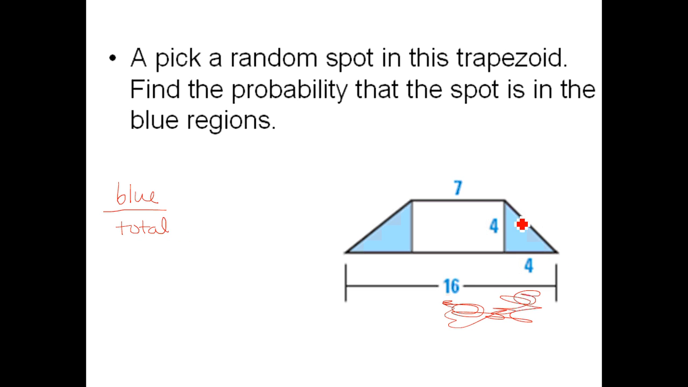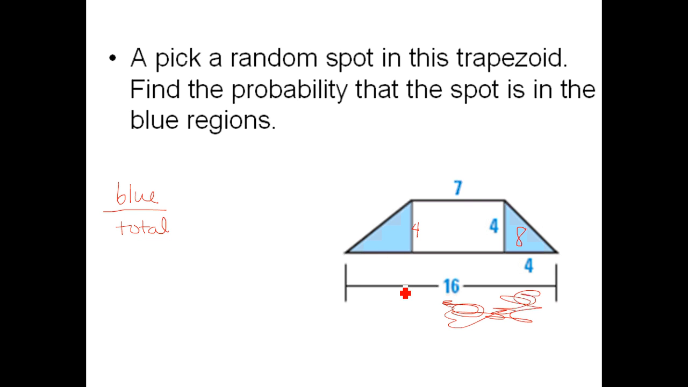So let's find the area of the blue regions here. Well, we'd have one little triangle here that is 4 by 4, and triangle area is base times height divided by 2. So this would have an area of 8. Now on the other side, what's this triangle? Is that another 4 by 4? Well, the height would be here. But is this length 4?